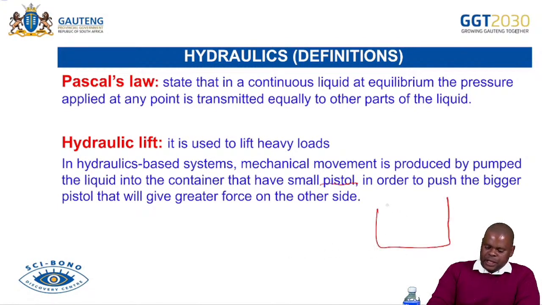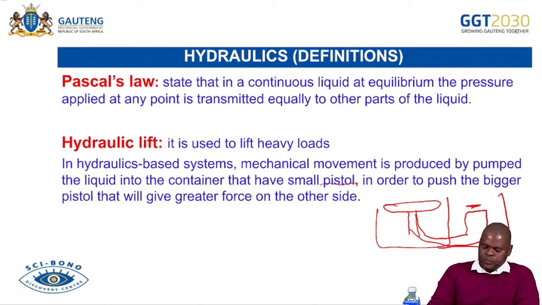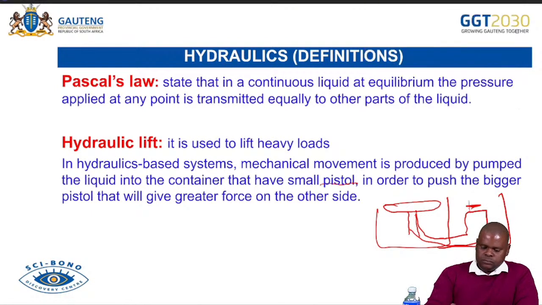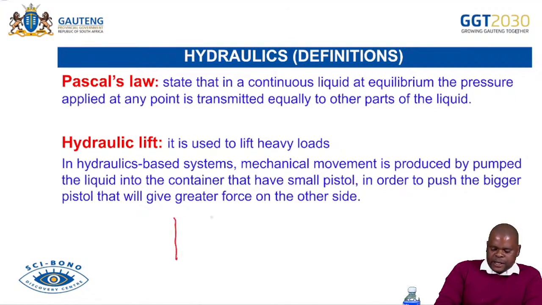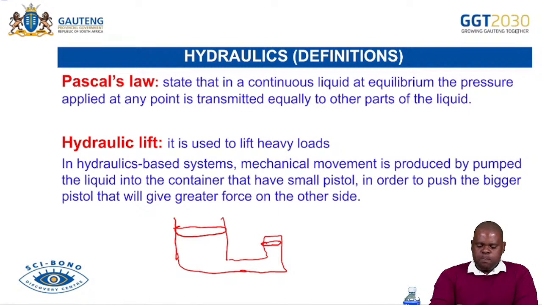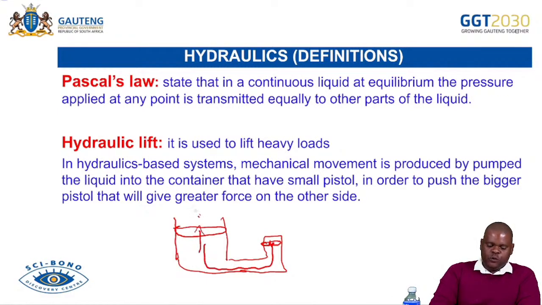You'll find that now we have something like this. We have a container here with a big piston, and then we have a pipe where we can have a small piston on this side. When you push this, let me draw. Okay, now you'll find that you have something like this. Can you see? Here you have a big piston, and here you will have a small piston. When you push here, this piston will push the liquid, and the liquid will push the big piston to give you more force.